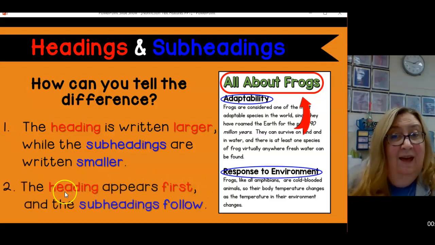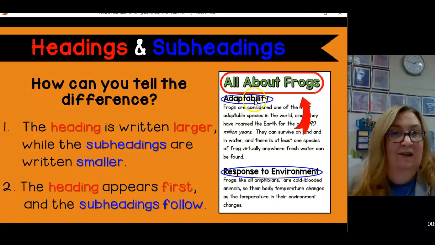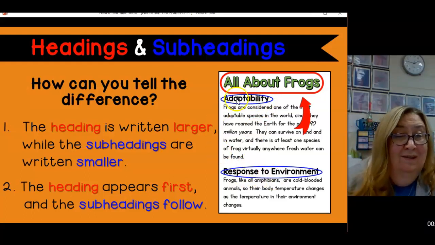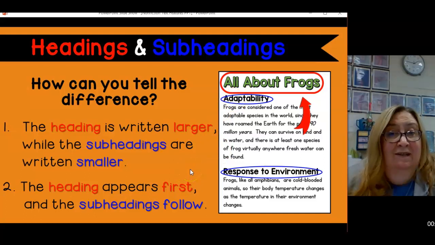Number two, the heading appears first and the subheadings follow. Your heading will always be the first thing that you see. Your subheadings will have to come underneath. Sub means under, okay? Or in this case, after. Okay, pause and write that as your second way you can tell the difference.